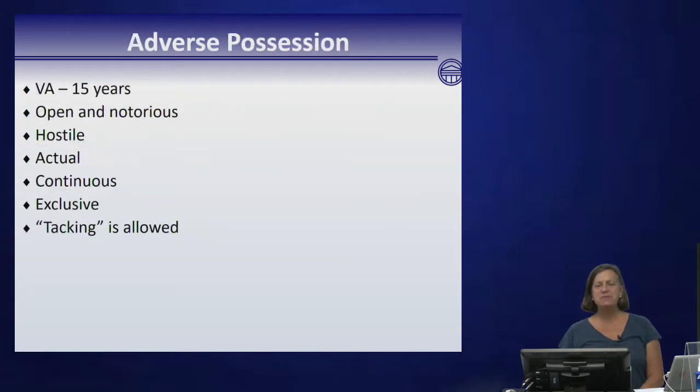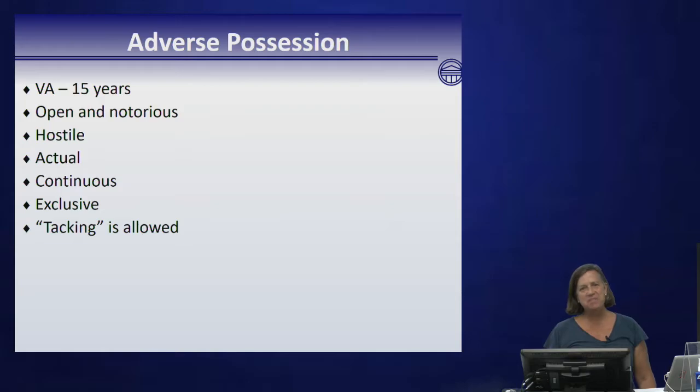We discussed adverse possession as one of the topics in this material, and adverse possession is a way for you to acquire title to property in an informal way. In Virginia, the statute is 15 years, and so if you possess the property of another for 15 years openly, without permission of the owner, and it's continuous and exclusive, then you can claim it as yours.